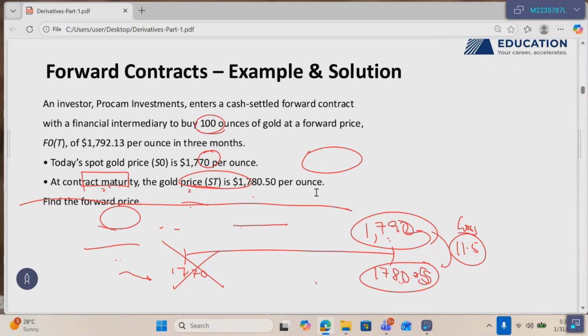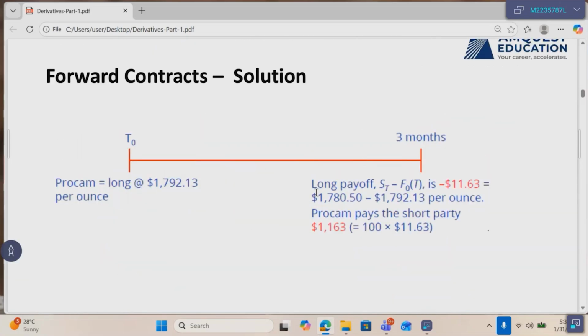So the amount that you're going to incur as a loss is 11.5 per ounce into 100, which is 1150. Clear the logic? So you remember, this is useless. You agreed at this price. The price is actually so much. The difference is what you are responsible to pay, instead of paying the full amount. But this is the amount of loss that you have to incur by way of doing the contract. Yeah, 1792, 1780, and therefore you end up with a loss of so much.